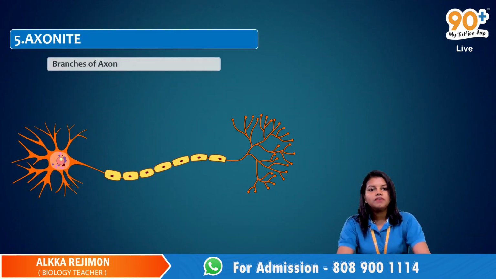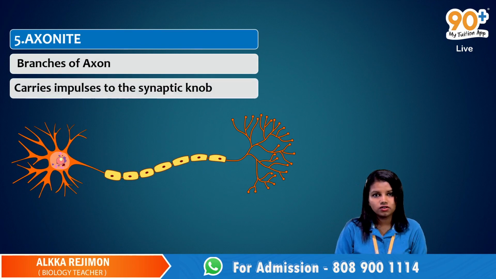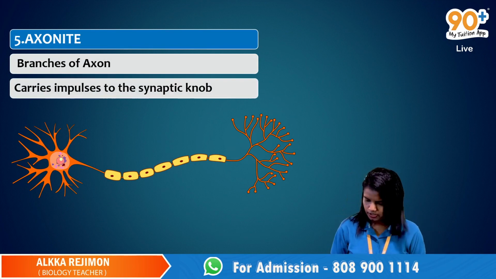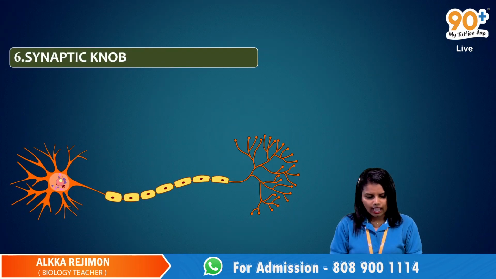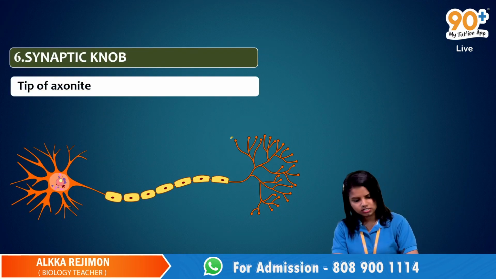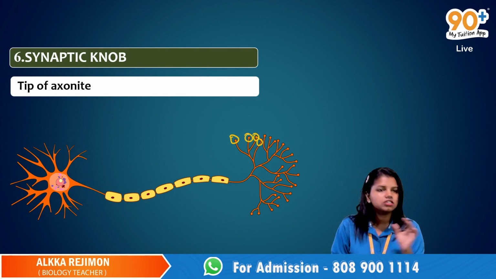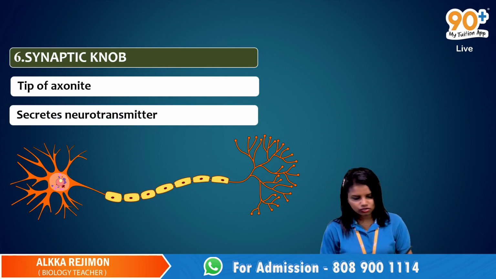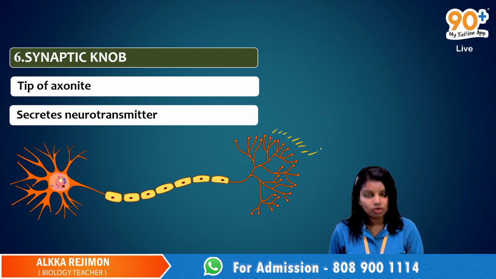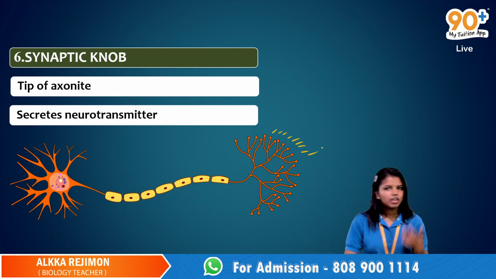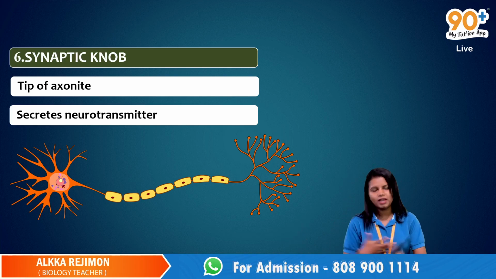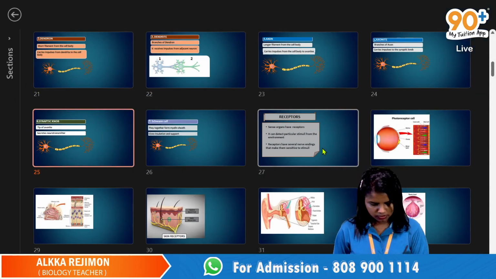Yes, and then you have the axonite, which are the branches of the axon, and it is carrying impulses into the synaptic knob. Talking about the synaptic knobs, these are the bulbs seen at the end of the axonites, and they are the ones secreting the neurotransmitters. These knobs produce certain chemicals during impulse transmission, and these neurotransmitters can be acetylcholine, serotonin, dopamine, etc. That's pretty much about our neuron.